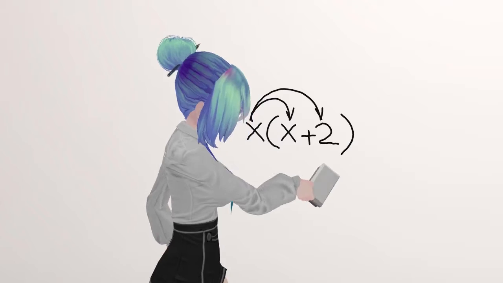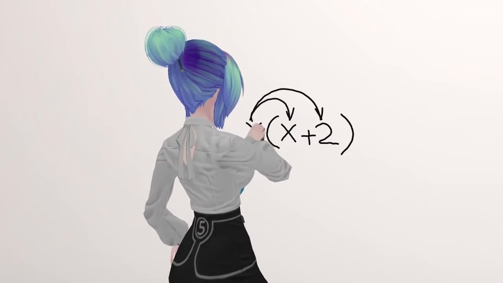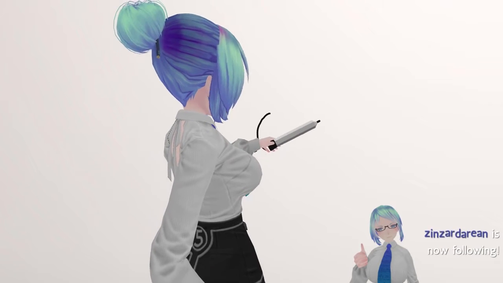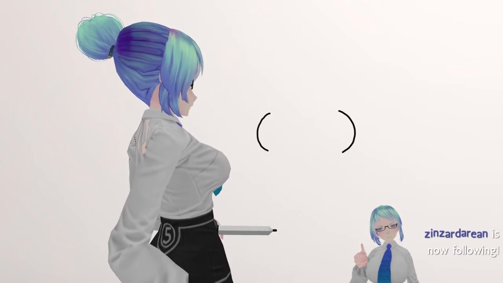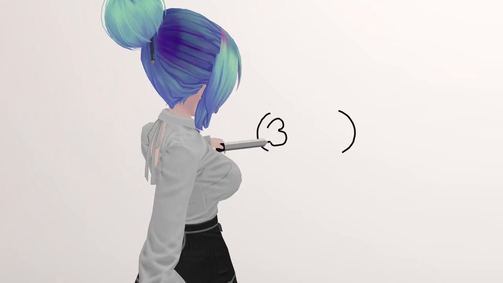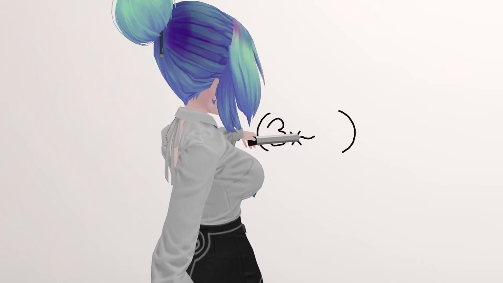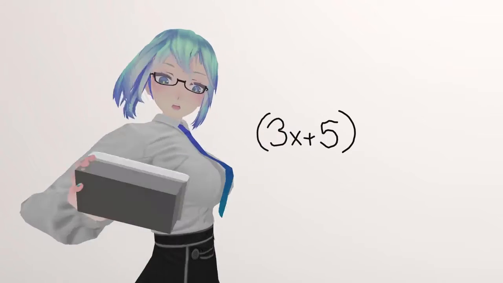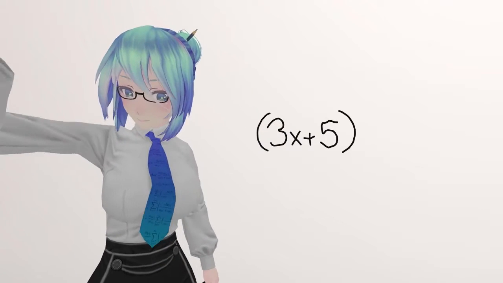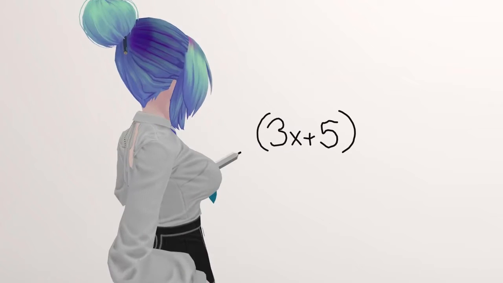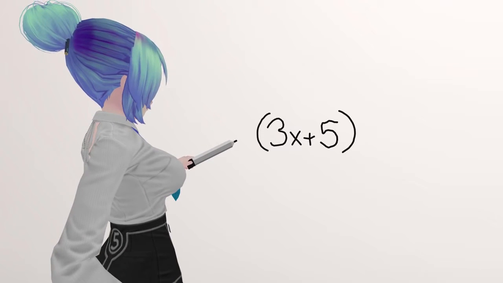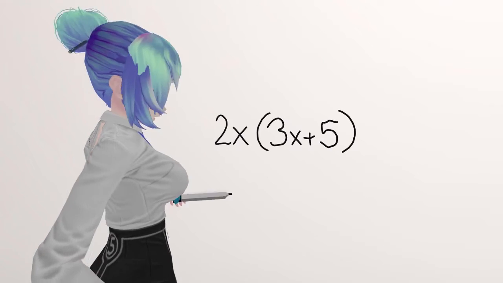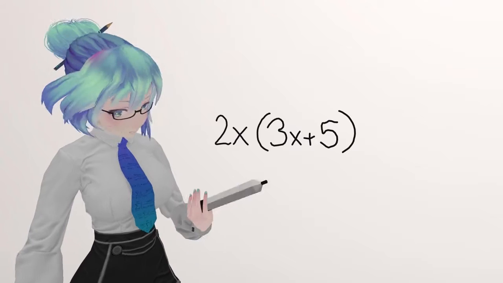Let's do one more example. Let's do something a little bit harder. How about we do 3x plus, I don't know, 5. A little bit harder, not too much. Let's do 2x.